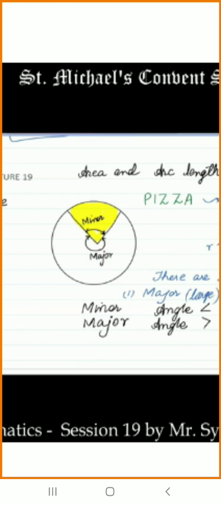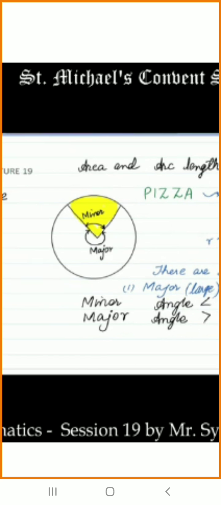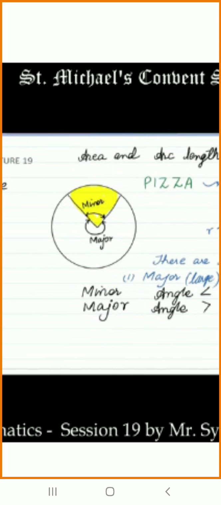right? So there are two types of sector, minor and major. The quantity that creates a difference between these two is basically the angle. If the angle is less than 180, we say that it's a minor sector. If the angle is greater than 180, we say that it is a major sector, right? So far so good. I hope that you have written all this well.